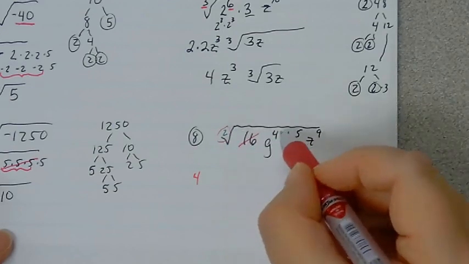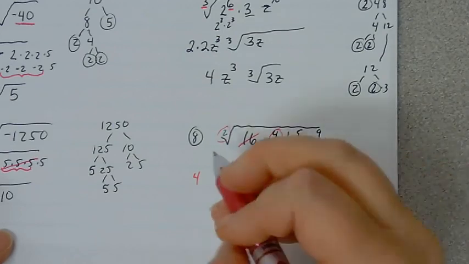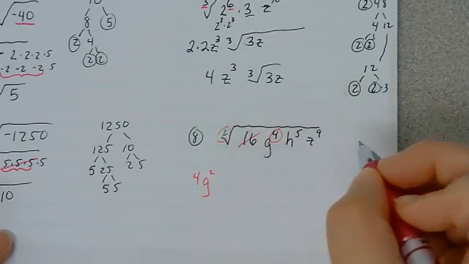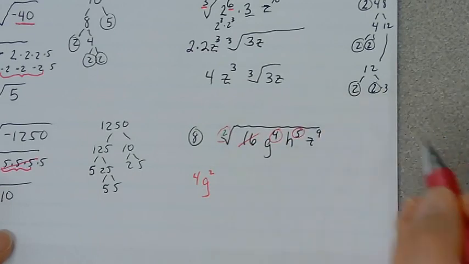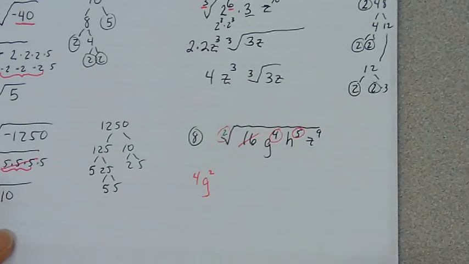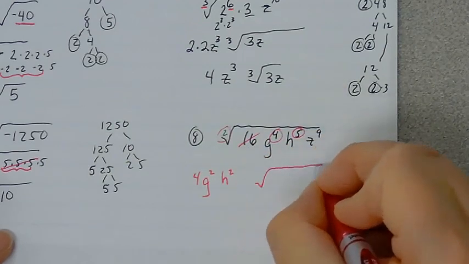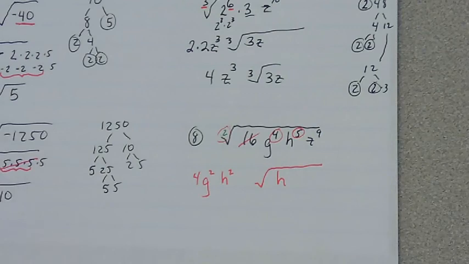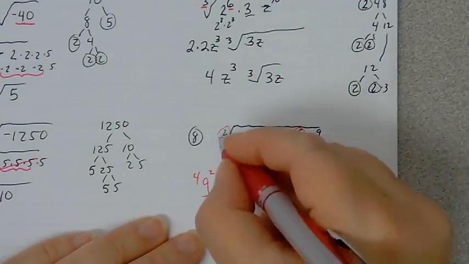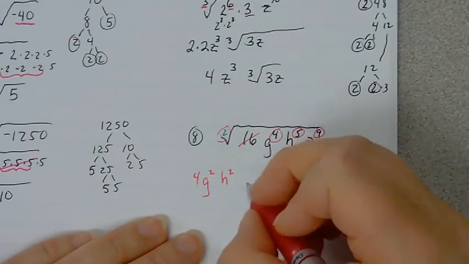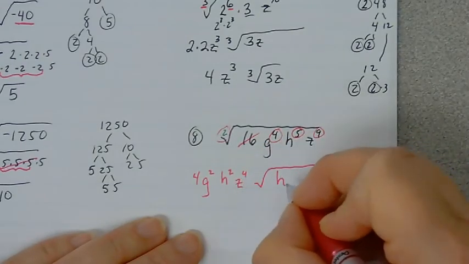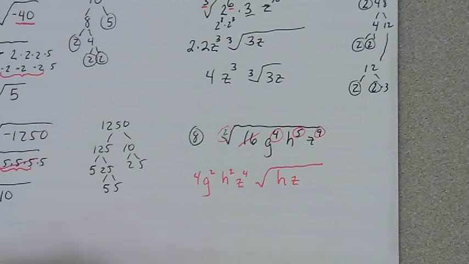How many groups of 2 would be in g to the 4th? There would be 2 of those. How many groups of 2 would be in h to the 5th? There would be 2 groups, but then I would also have 1 h left over. And then 2 goes into 9 4 times with 1 z left over to make it 9.